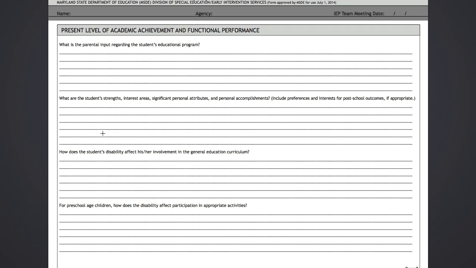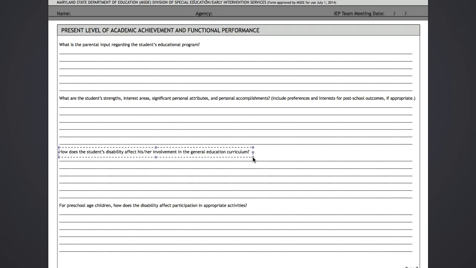Many educators will contact parents in advance of the meeting to seek their input, and this is certainly considered a best practice. And you have perhaps an opportunity for parents to provide some information for this first question, and of course probably the second question as well, although if you know the student, you can certainly add some items for this second question. And then this third question here is very, very important.